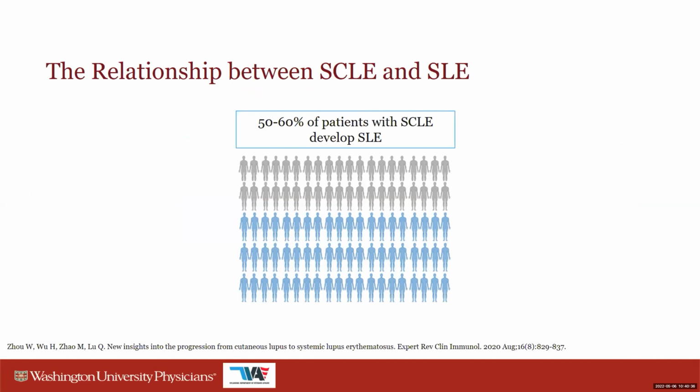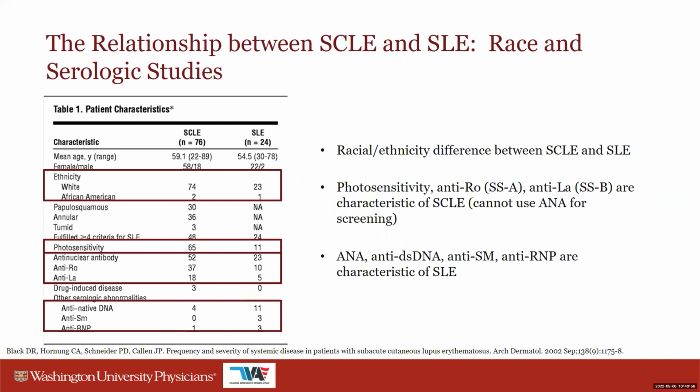So in terms of the relationship between SCLE and systemic disease, it's greater than what we see in discoid lupus. So instead of only 20% of people with discoid having systemic manifestations, about half to 2/3 of patients with subacute will develop systemic manifestations. The first is, we've talked about the racial and ethnic differences of SCLE predilecting for patients who identify as Caucasian and white, but systemic disease is the opposite. People who identify as Black and Hispanic and Asian actually get more severe disease than those who identify as white. So there is a racial difference between SCLE and systemic disease.